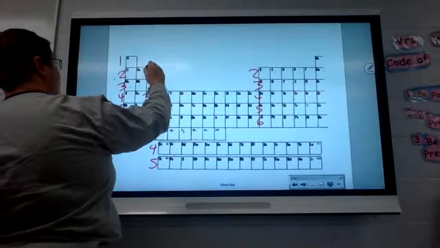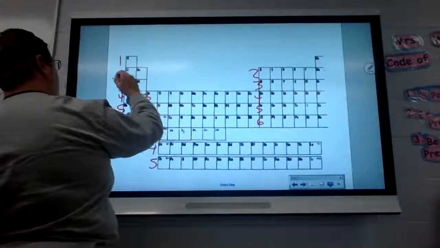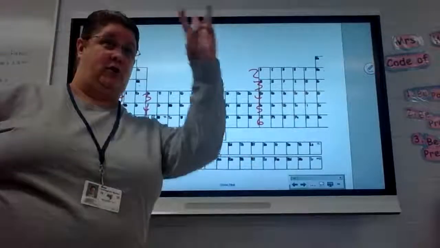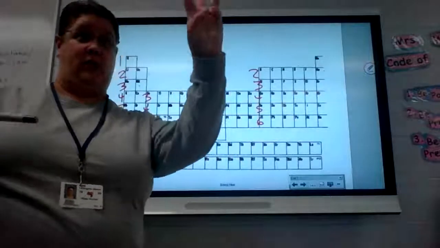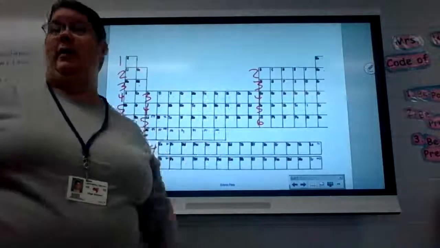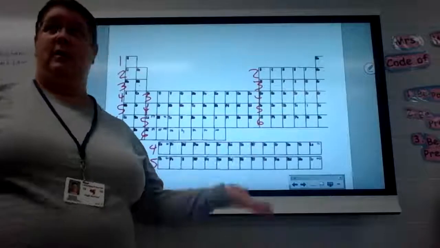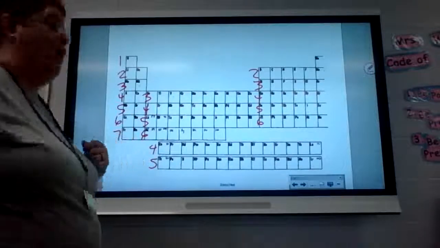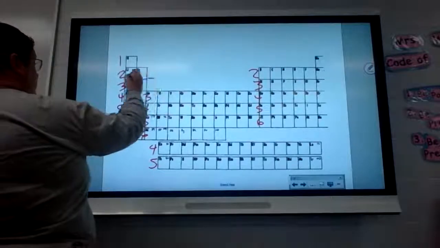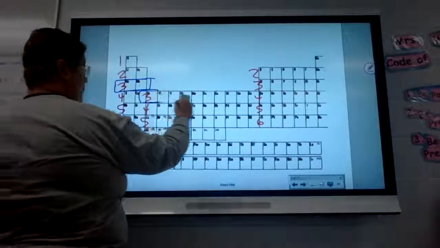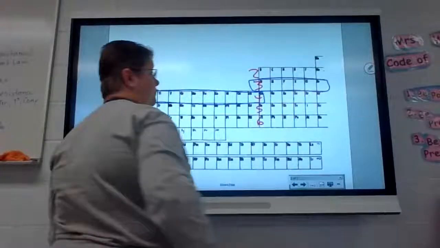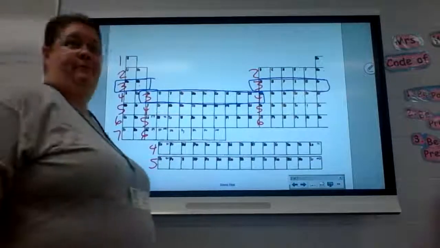So how many sublevels are there if n equals 3? Third energy level, n equals 3. So how many sublevels? 3. What are their names? s, p, d. How many electrons in s? 2. In p? 6. And in d? 10. Add them up: 18. Or look at your 3s. Here's a 3, here's a 3, here's a 3. Add them up.